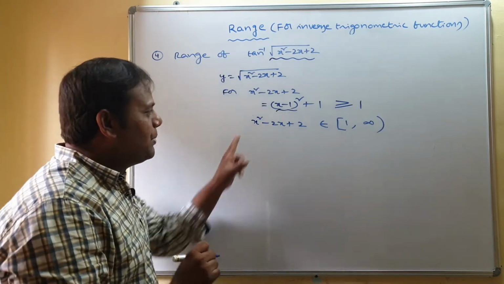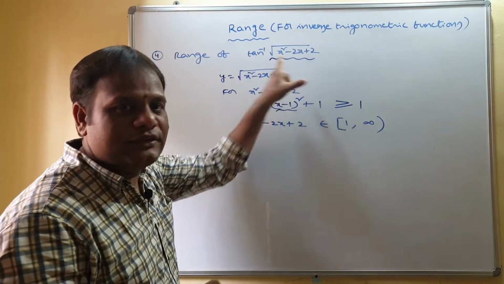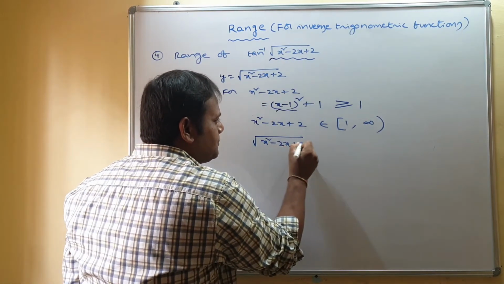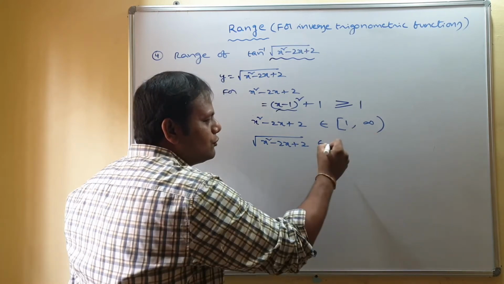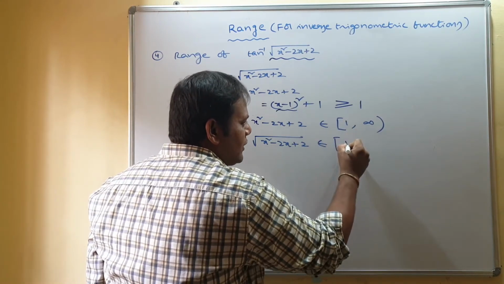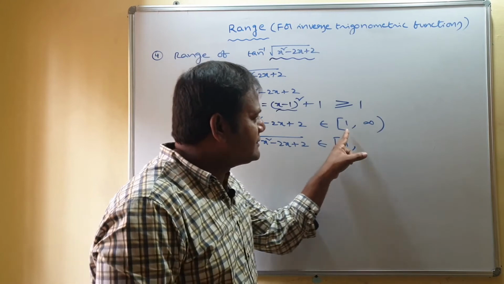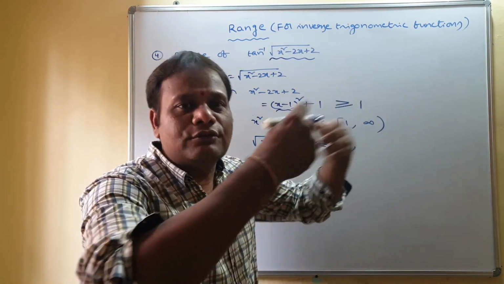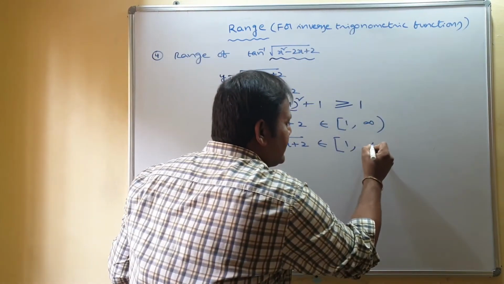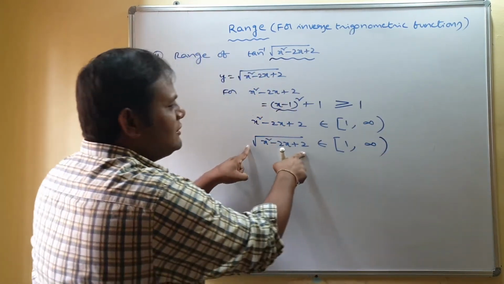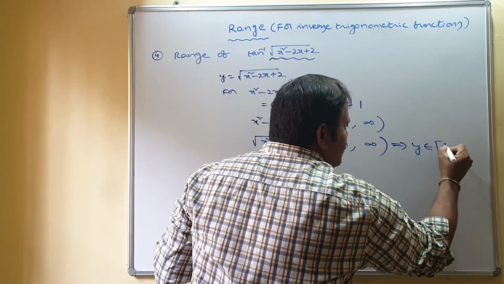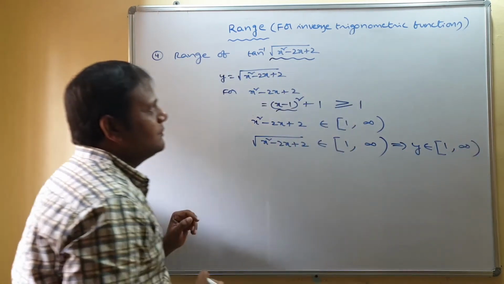But what do we want? The square root of this. So the square root of x square minus 2x plus 2 belongs to, take the square root of all values, the square root of 1 is again 1. And if you take the square root of the greatest value approaching infinity, it is again infinity. So we got y belongs to the closed interval 1 to infinity.